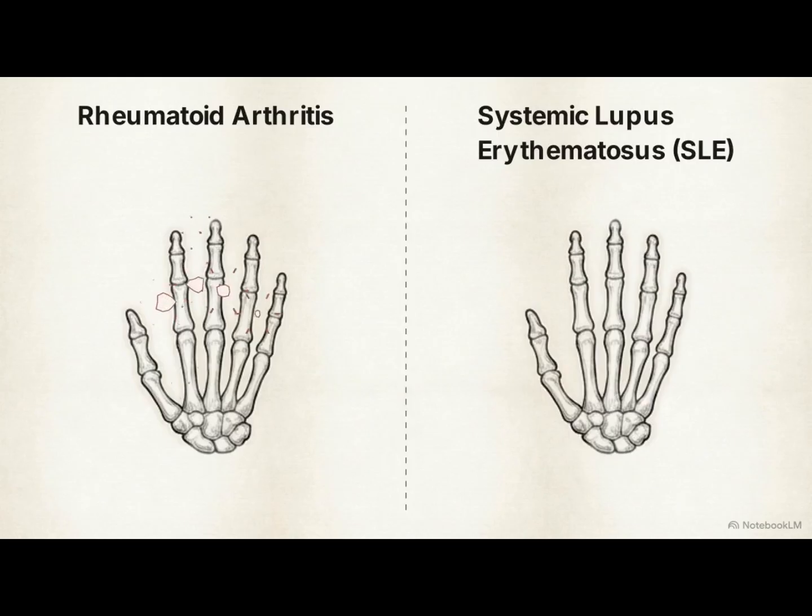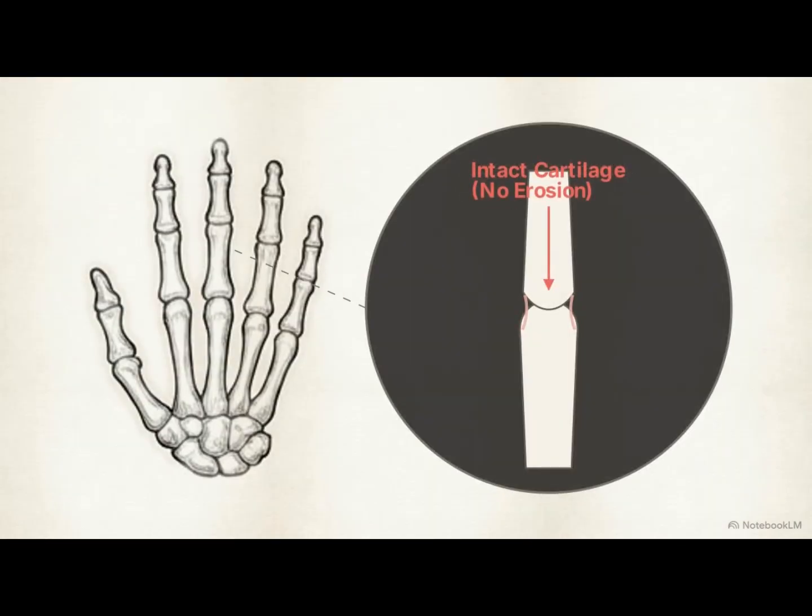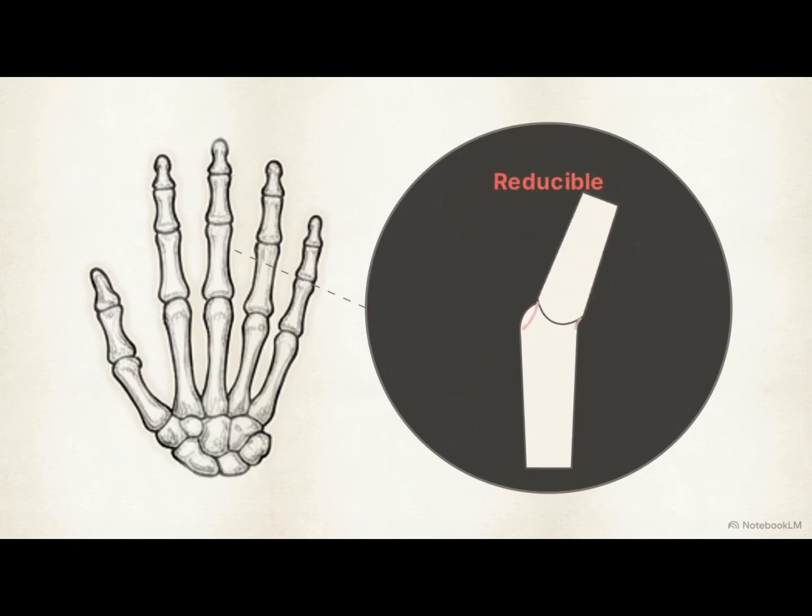Unlike the bone erosion seen in rheumatoid arthritis, lupus polyarthritis is typically non-destructive. Prolonged disease can still cause physical deformities. A condition known as Jaccoud arthritis can develop, where ligamentous laxity, rather than bone or cartilage erosion, leads to reducible ulnar drift or swan neck deformities in the fingers.